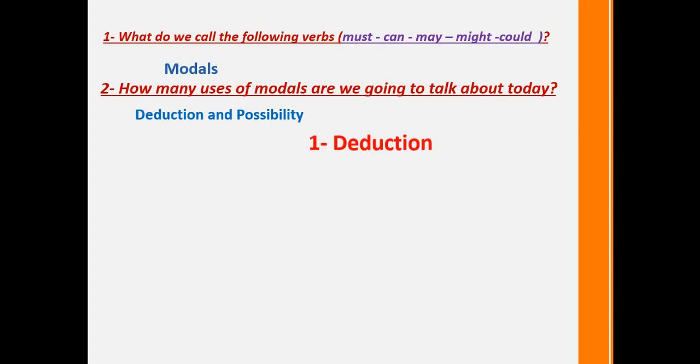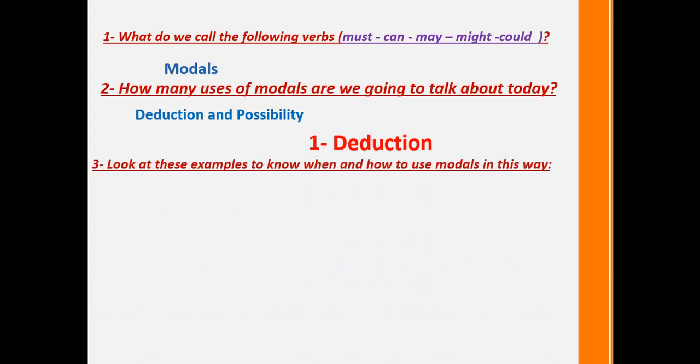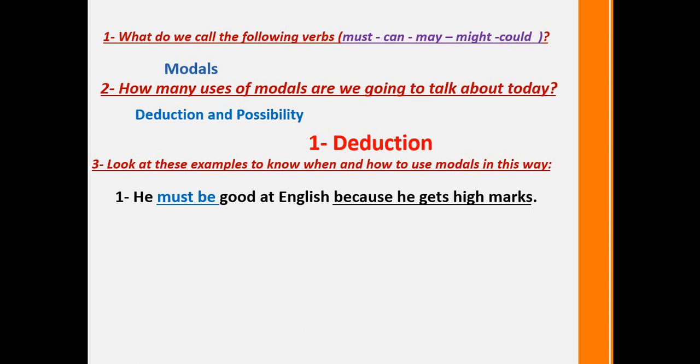Let's start with deduction. Look at these examples to know when and how to use modals in this way, and we mean by this way to express deduction. The first example, he must be good at English. Here we have must be, must plus infinitive. He must be good at English because he gets high marks. There is a second part, because he gets high marks. We usually call the second part of the sentence an evidence.